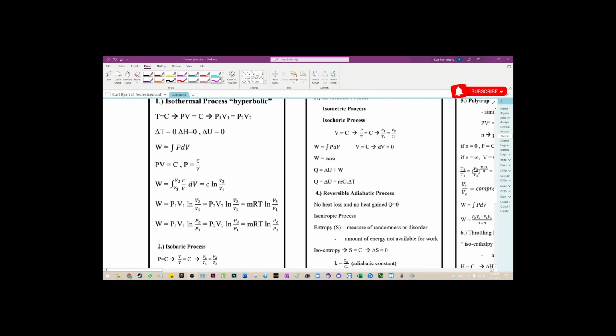General formula is work is equal to the integral of P dV. Applying the integral here and considering that PV is constant, P is equal to C over V, right? Then substituting that into the formula, you'll have something like this: integral of V1 to V2, C over V dV. Then applying the integral, you have a formula something like this. So I won't be reading that anymore.